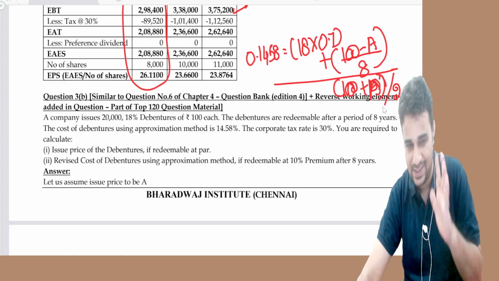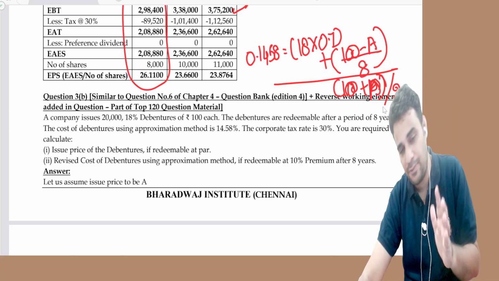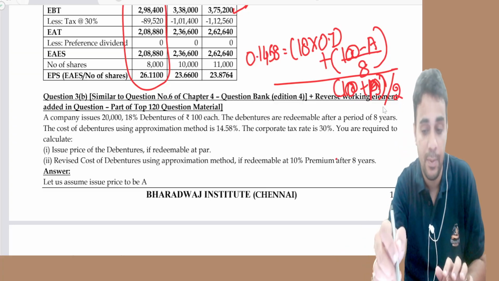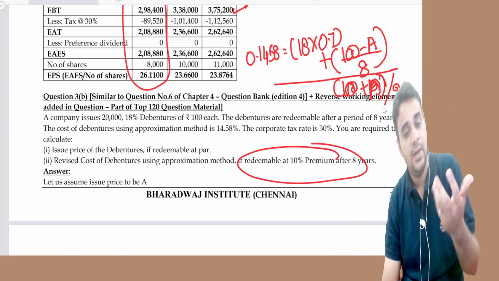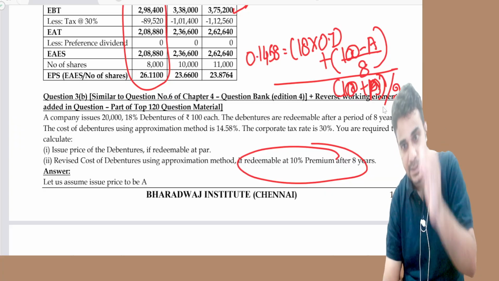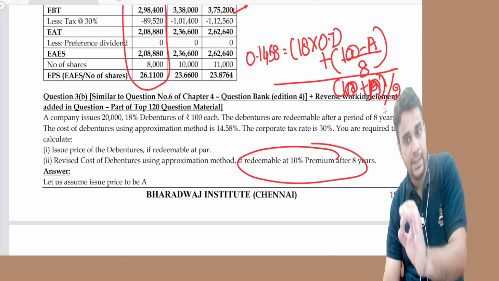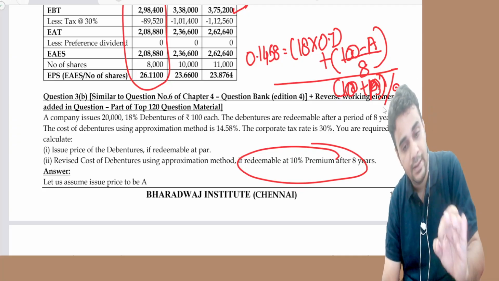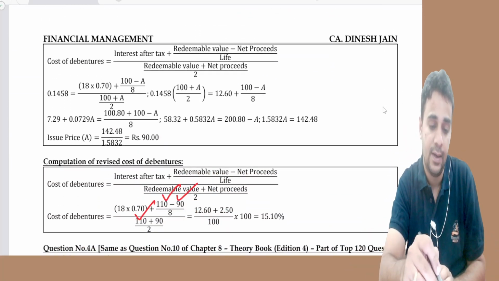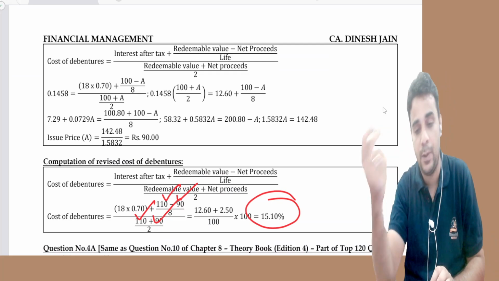I think you will get A as 90, and then get the cost of debenture using the approximation method. What is the approximation method? And if redeemable at 10% premium, the reworked scenario: cost of debt is equal to 18 into 0.7 plus 110 minus 90 by 8, divided by 110 plus 90 by 2. 110 minus 90, 110 plus 90, the answer is 15.1%.